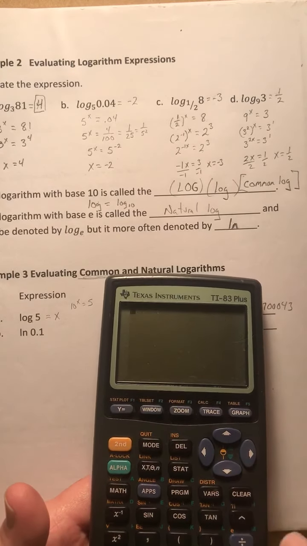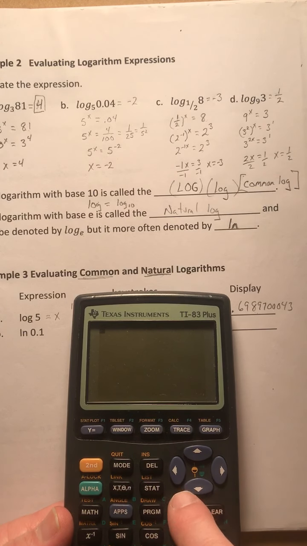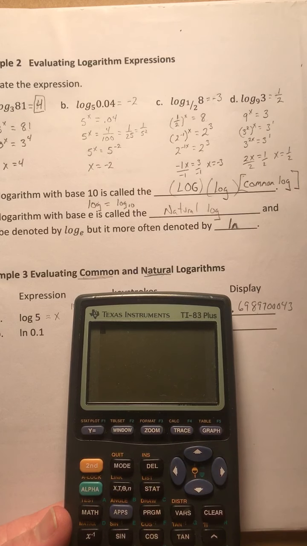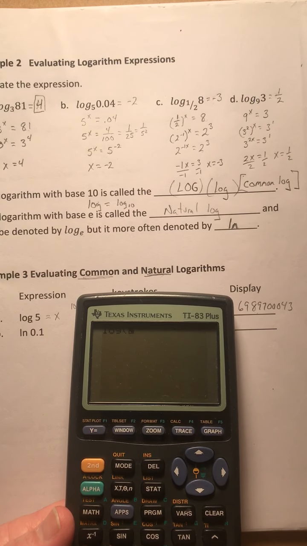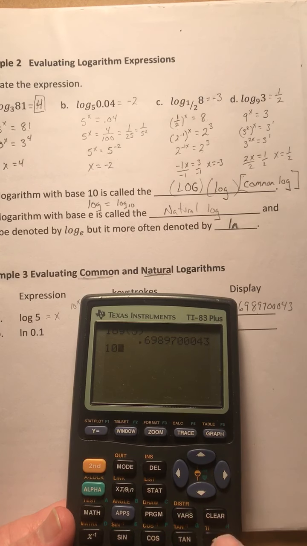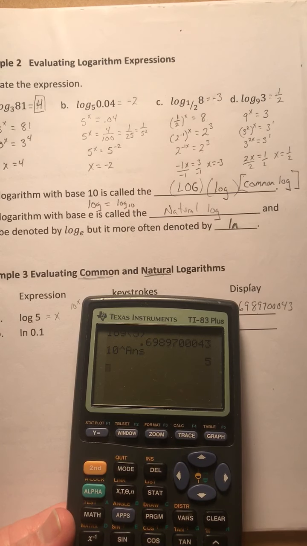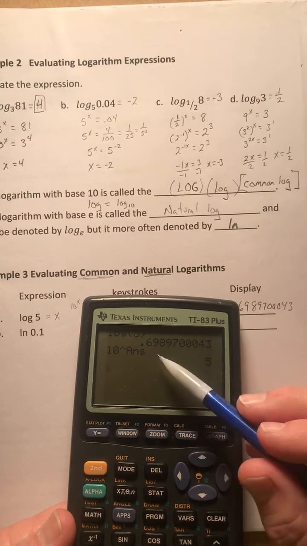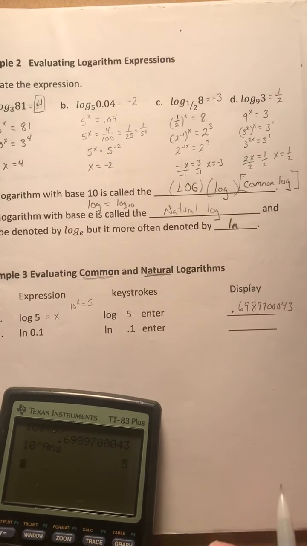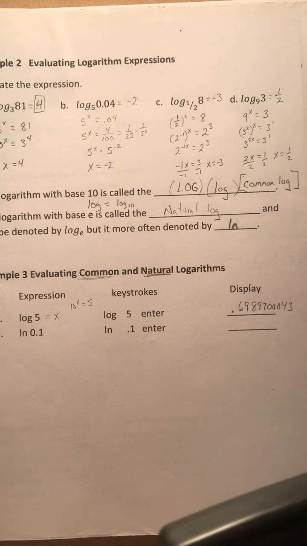Okay, so clear this out. I'll put it in the calculator again. Log 5, enter, and now I do 10 to that power, which is going to give me 5. Answer, and there it is. 10 to that power equals 5. So that's what it means. That's the power of 10 that's going to give me 5.